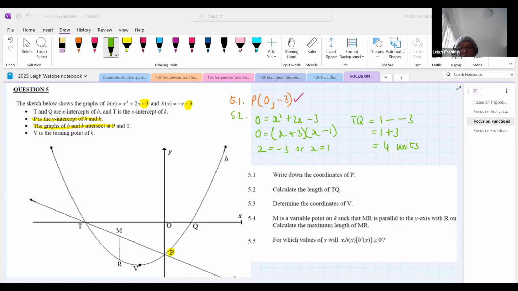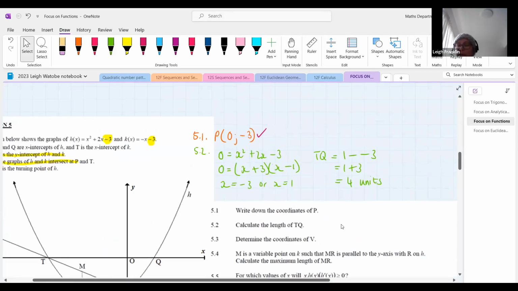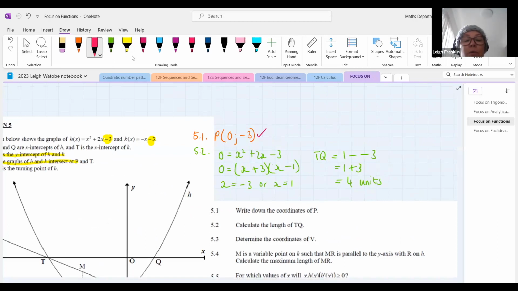So this particular question, let's just go and see what its mark allocation was. 4 marks. Okay, so 1 mark for equal to 0. Factors must be equal to 0. Both answers, and then the 4 units over there.